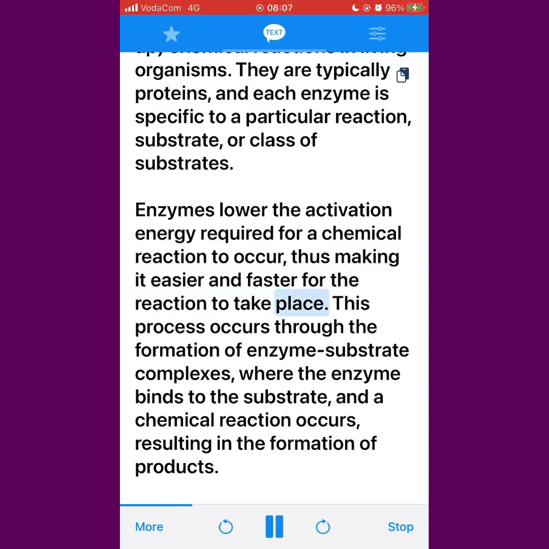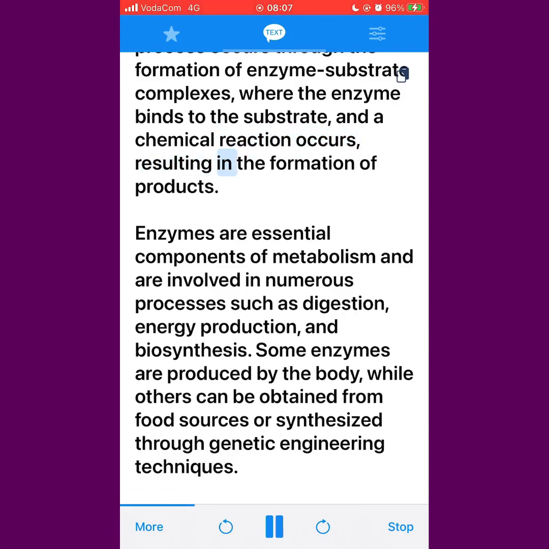reaction to take place. This process occurs through the formation of enzyme-substrate complexes, where the enzyme binds to the substrate, and a chemical reaction occurs, resulting in the formation of products. Enzymes are essential components of metabolism and are involved in numerous processes such as digestion, energy production, and biosynthesis.